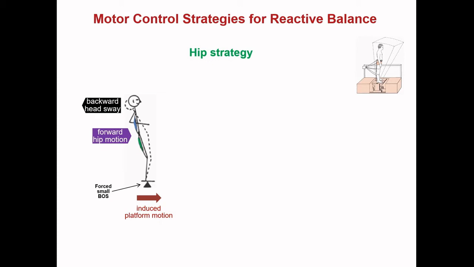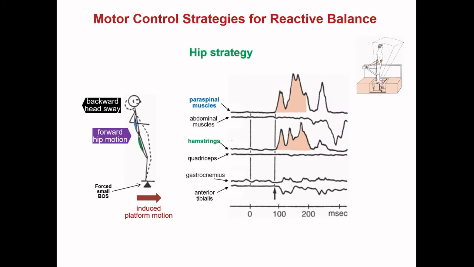This shift pulls the feet forwards and pitches the body backwards. This results in backward sway of the body and forward motion of the hips. Here we see that the paraspinal muscles and the hamstrings are activated to extend the hip and to bring the pelvis forwards. This shift in the position of the pelvis shifts the center of mass of the body anteriorly and acts to keep the center of mass of the body over the base of support provided by the feet.